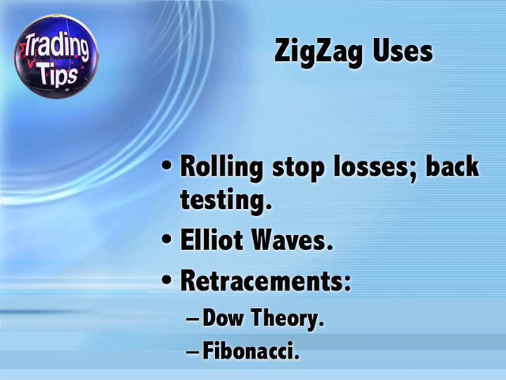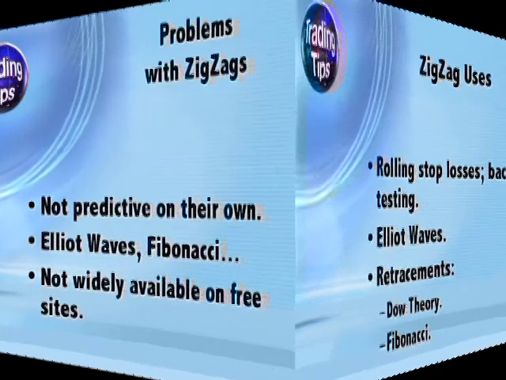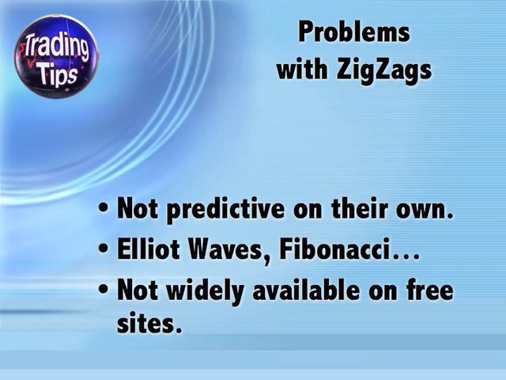What are the uses for the ZigZag overlay? Well, you can do back testing with rolling stop losses at a glance. This assumes that you want to lock in profits with a rolling stop loss of, say, 8%, and with the ZigZag overlay you can easily see where you would have sold. For making predictions, you can use Elliott waves or retracement lines along with Dow theory principles or Fibonacci values. These concepts are all too intricate to go into detail in this video, but may be the subject of future TradingTips.com episodes. There are some drawbacks to the ZigZag overlay.